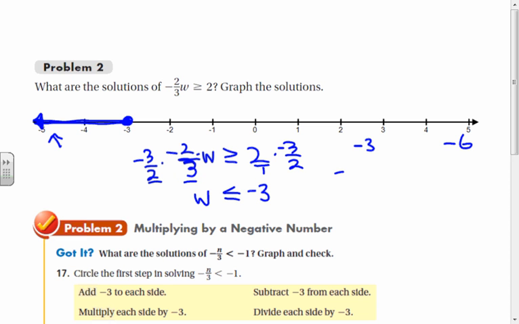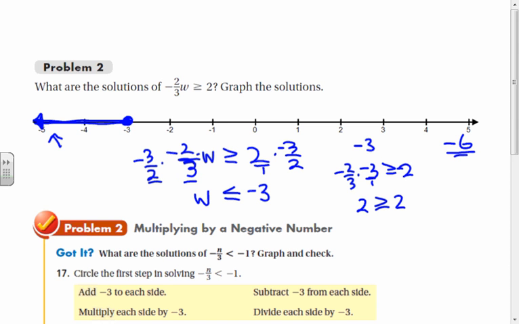So I'm going to do negative 2/3 times negative 3 and see if that's greater than or equal to 2. And negative 2/3 times negative 3 is positive 2. And that equals 2. So that's the right boundary point.